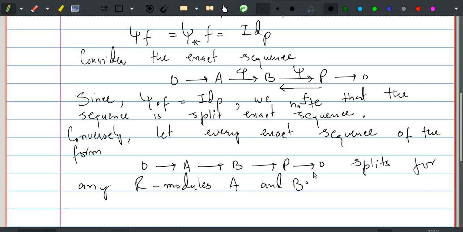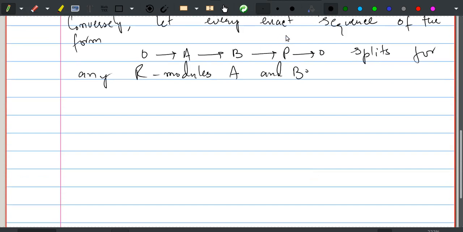And what we have to prove? We have to prove this P is projective. Now, since every R module can be expressed as a quotient of a free module, we can express this P as a quotient of a free module.